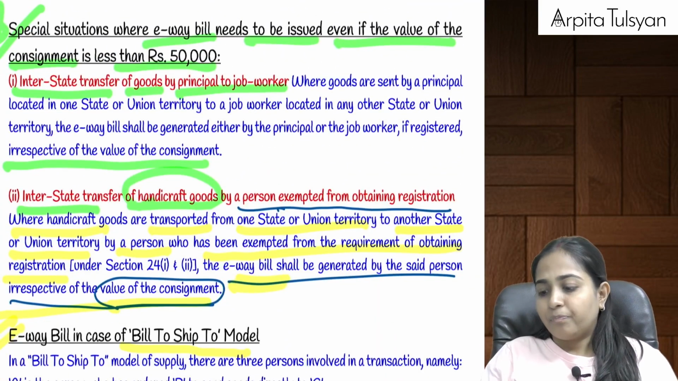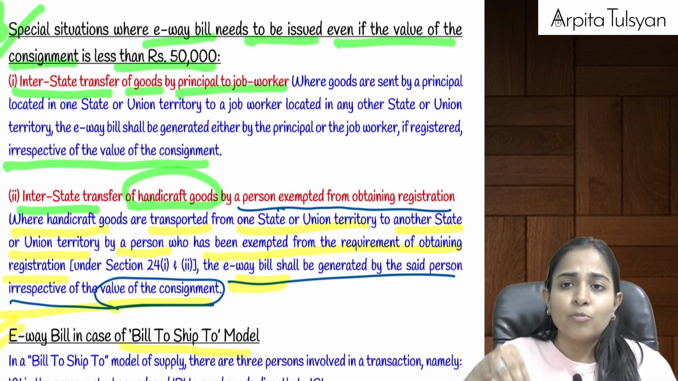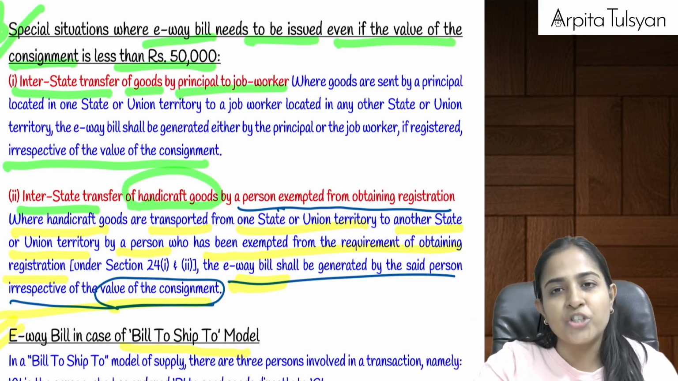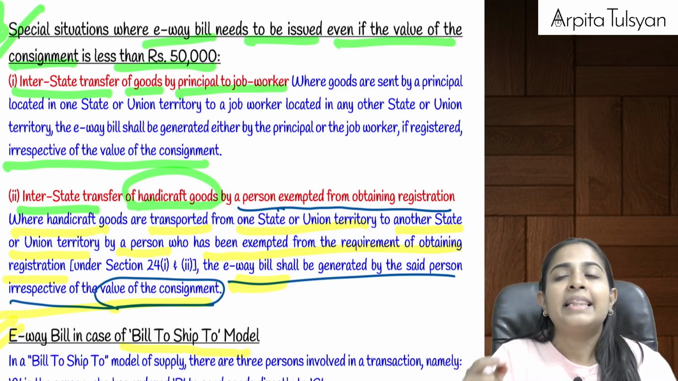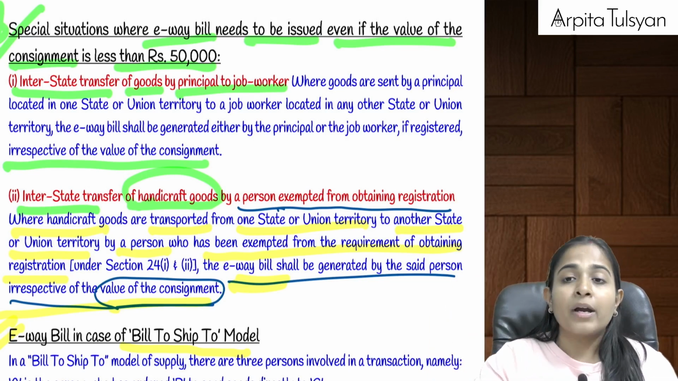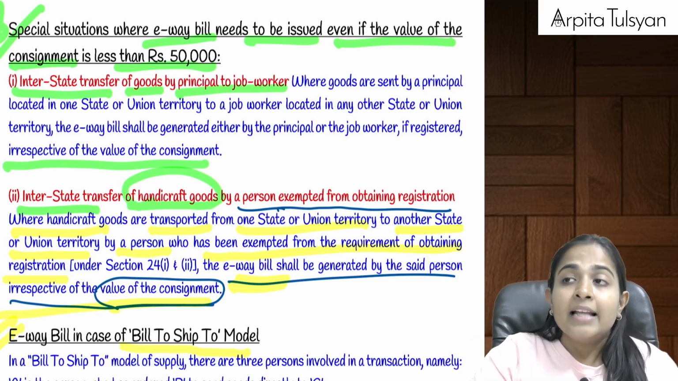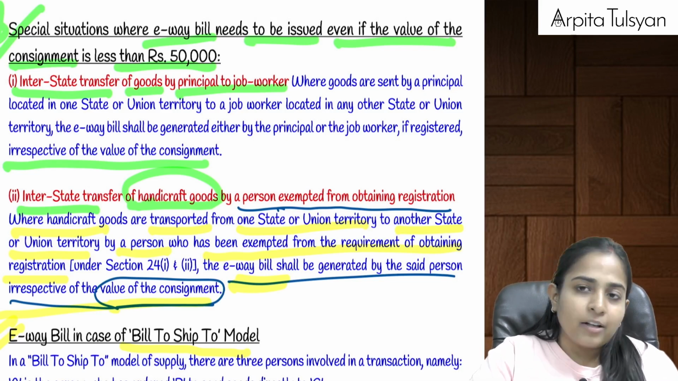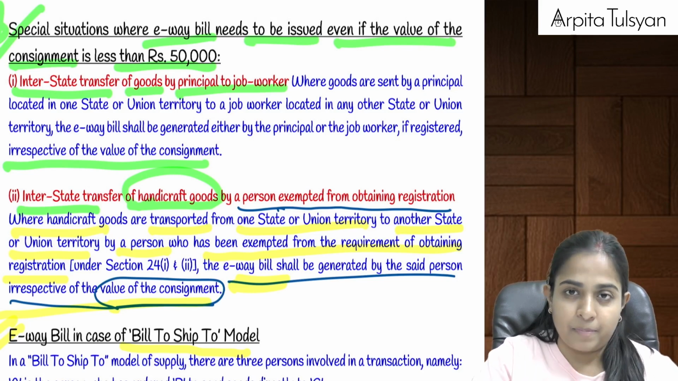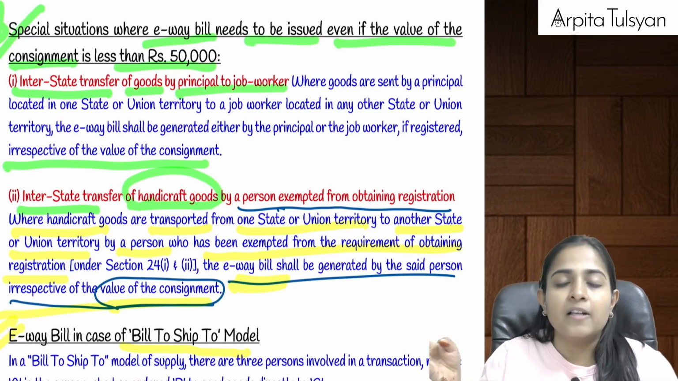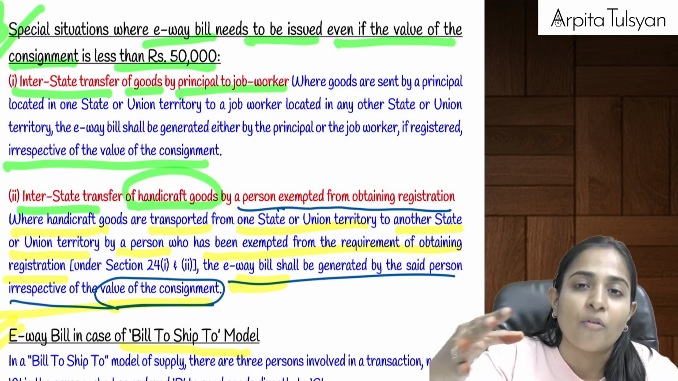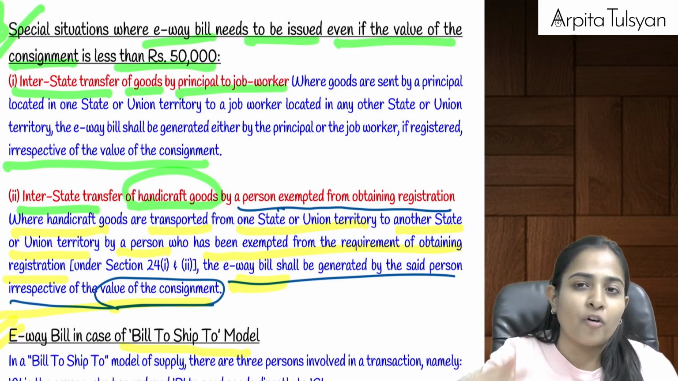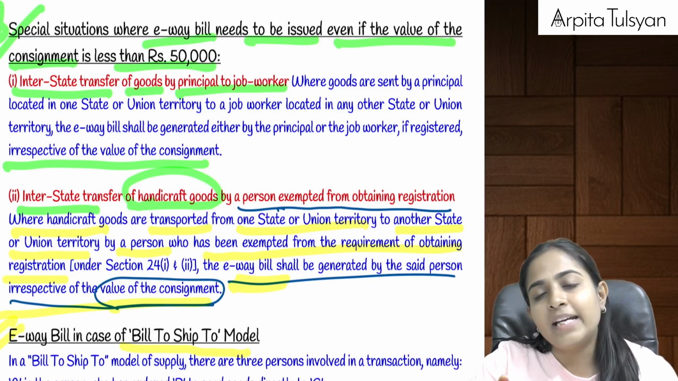Yes. Okay. Now, the basic rule that we studied was that whenever there is a movement of goods from one place to another and the consignment value exceeds rupees 50,000, any person who is causing movement of goods is required to generate the e-way bill. But now we have two very good exceptions to it. This 50,000 value is not to be checked in two cases. Both of the cases are interstate transport of goods. Whenever there is interstate transport of goods from principal to job worker, that is for reasons other than supply. Interstate transfer of goods from principal to job worker, irrespective of the value, the e-way bill is mandatory.